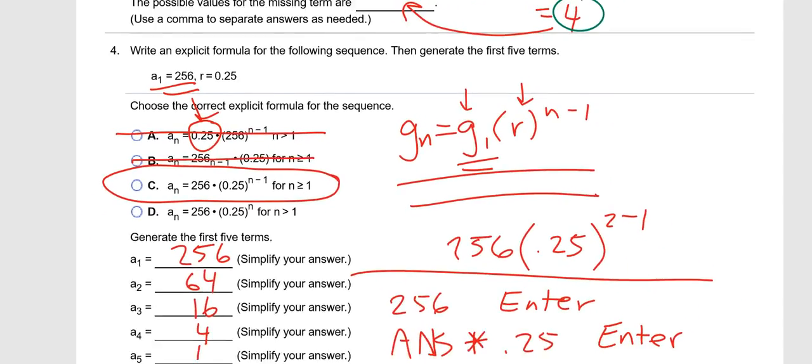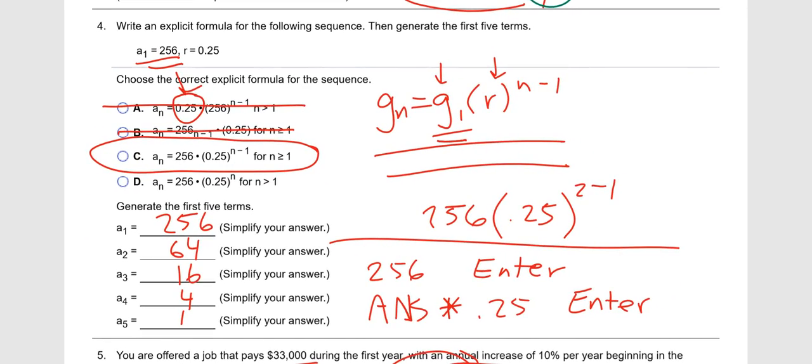Question 4, write an explicit formula. It couldn't be choice A because it didn't have the correct starting term. Choice B was ridiculous because it had an n-1 for a subscript. It was like a horrible attempt at a recursive formula. And we found out it was choice C because it has the correct starting value, multiplier, and the correct exponent of n-1.